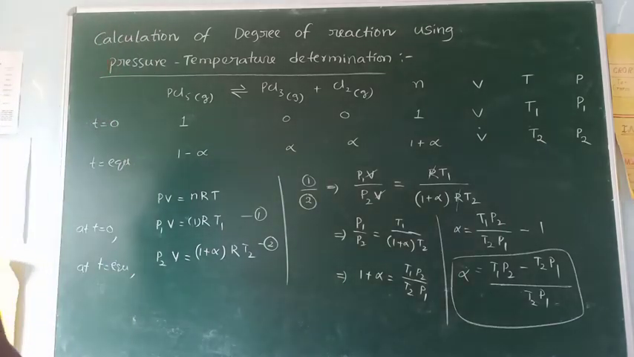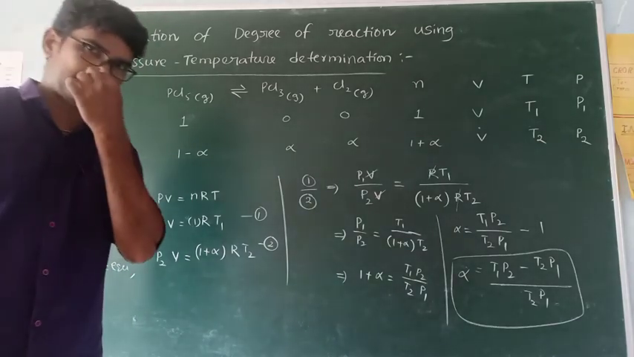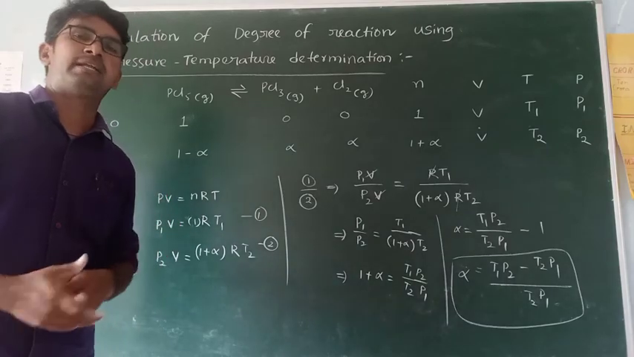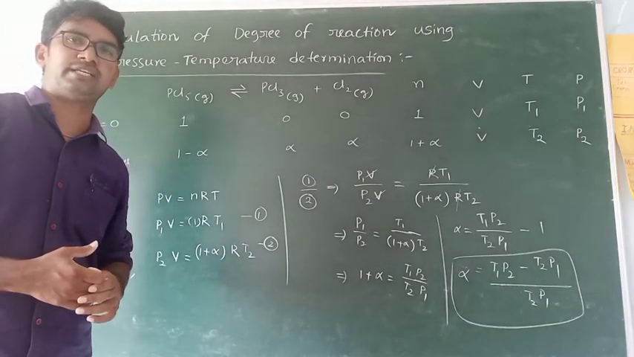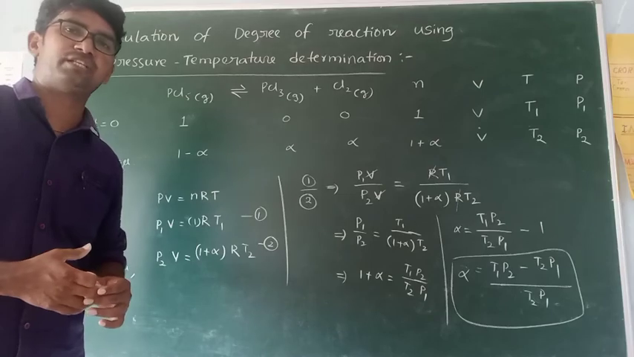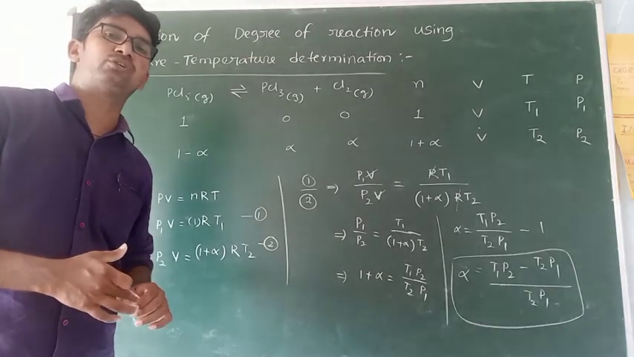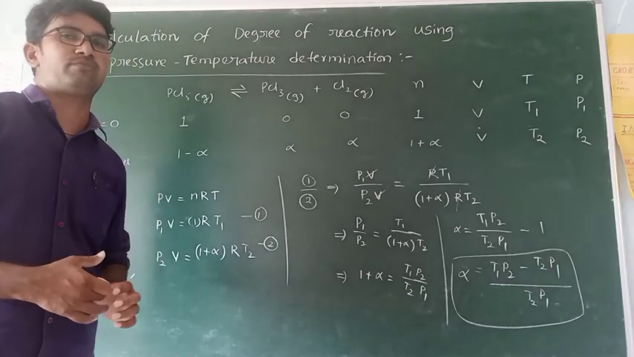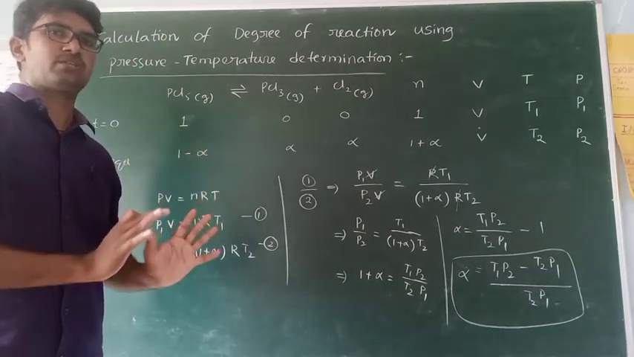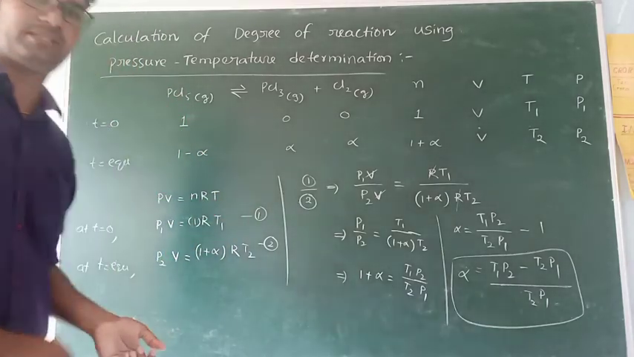And the first one, the relation between temperature and equilibrium constant, is log K2 by K1 is equal to delta H by 2.303 into R into (1 by T1 minus 1 by T2). These three formulas are important. Thank you very much.